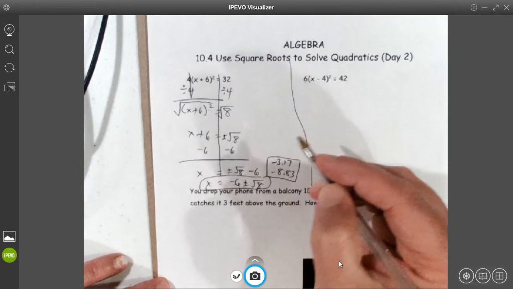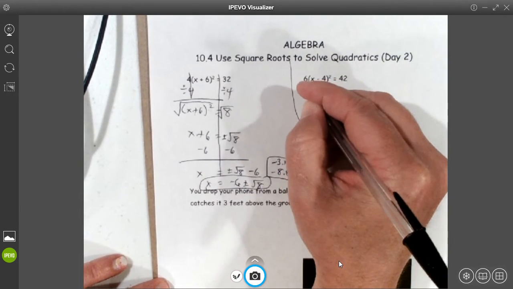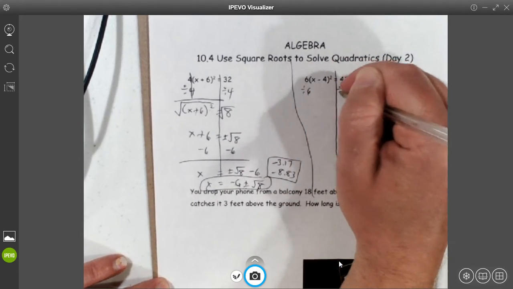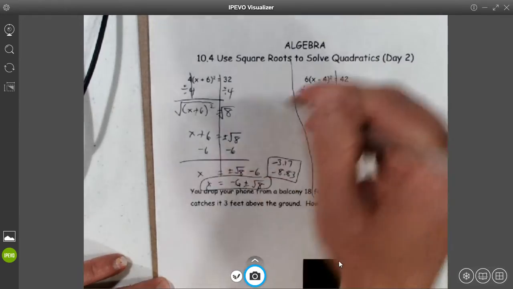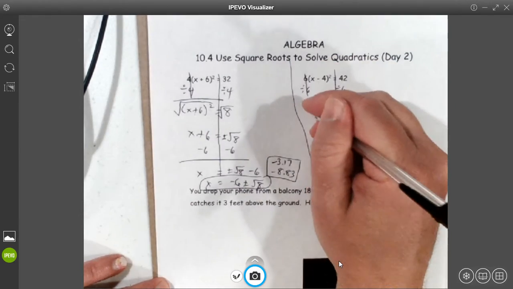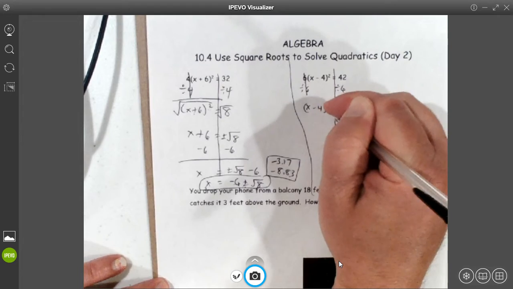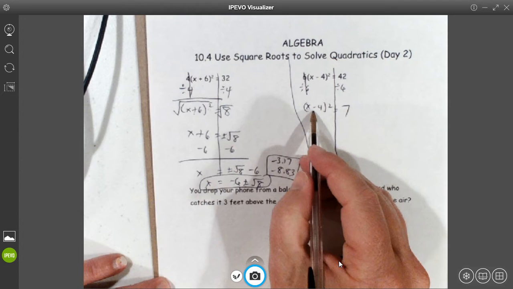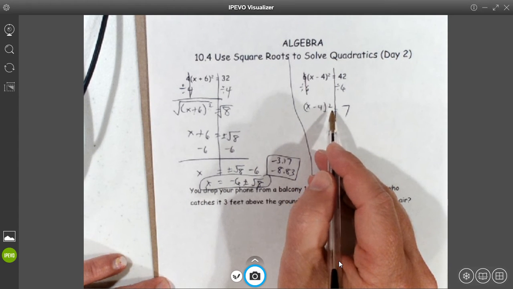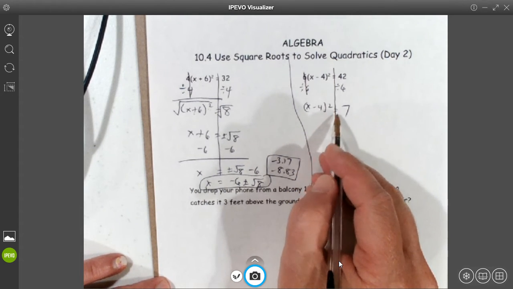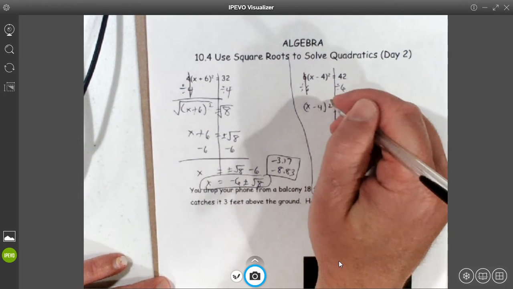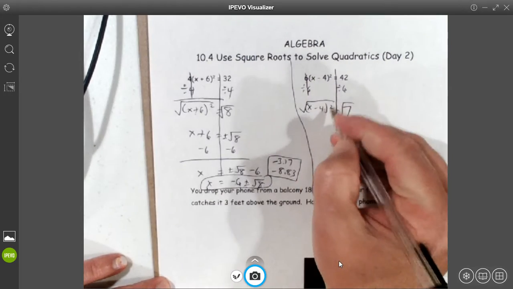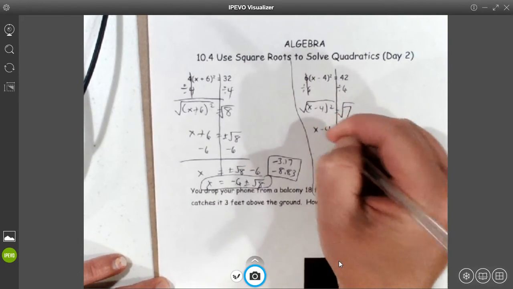I want to undo that, so I want to undo the multiplication first. So the first thing I'm going to do, after I draw my line, is divide by 6. 6 divided by 6 is 1, so I get x minus 4 squared equals, and 42 divided by 6 is 7. Now, grouping symbols would come first and then exponents when doing order of operations. Since we're undoing this, I want to get rid of that exponent first. The opposite of a square is the square root, and the square root of x minus 4 squared is just x minus 4.